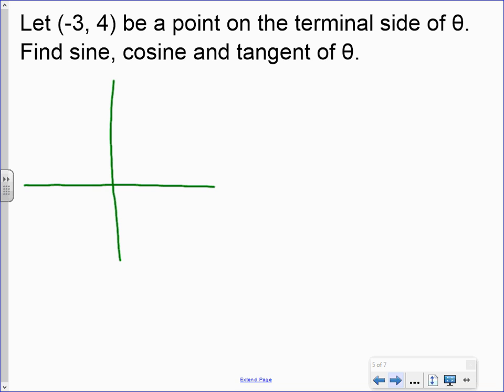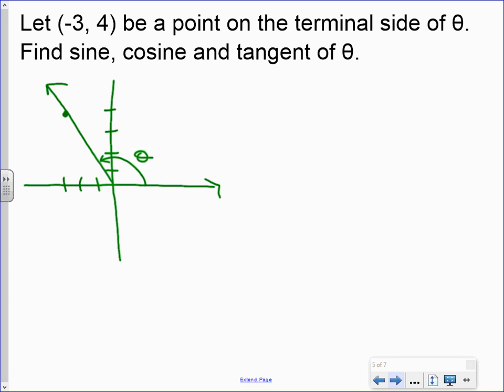You need to have your XY axis drawn. You need to plot the point -3, 4. So we are in the second quadrant. Now theta could be a number of different angles. There's an infinite number of angles that are coterminal to the one I have drawn here. So this is probably the easiest for us to think about.